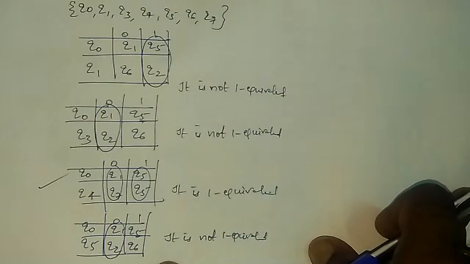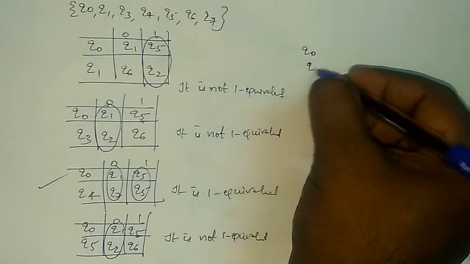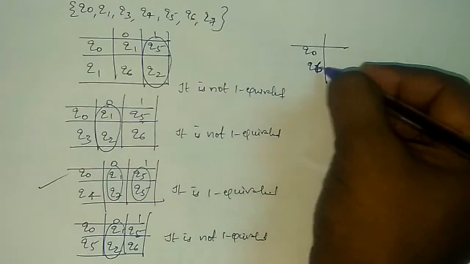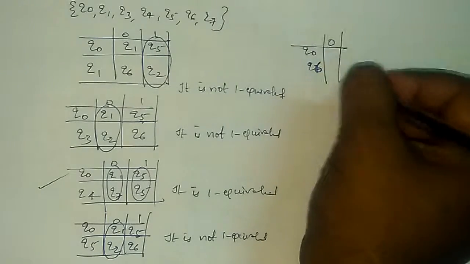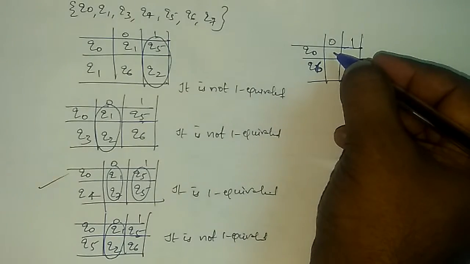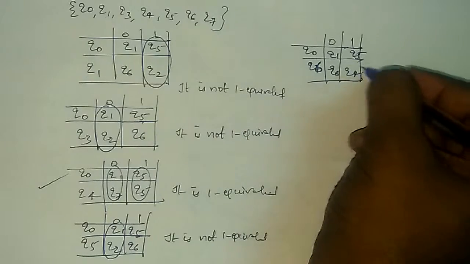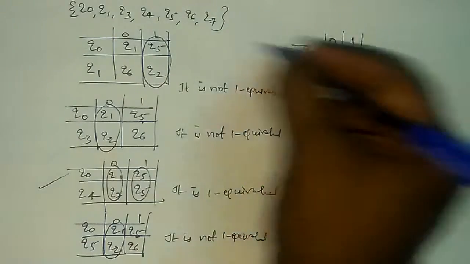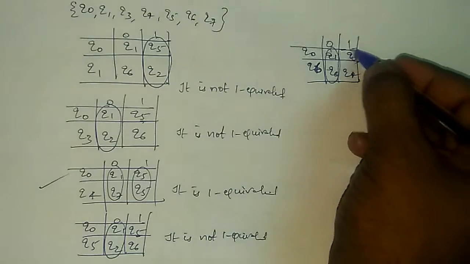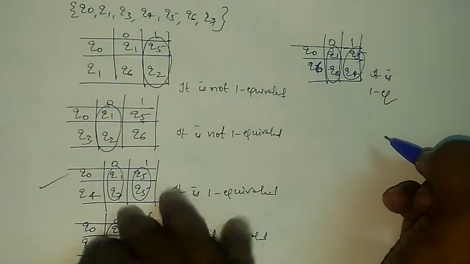Next, we need to check Q0 and Q6. Inputs 0, 1. So Q0 on 0 goes to Q1, on 1 goes to Q5; Q6 goes to Q6 and Q4. So Q1, Q6 belong to the same set, this one, and Q5, Q4 belong to the same set. So it is one equivalent, right?